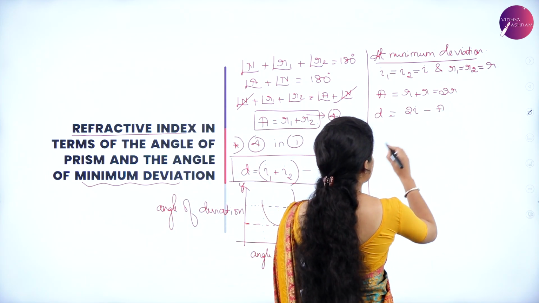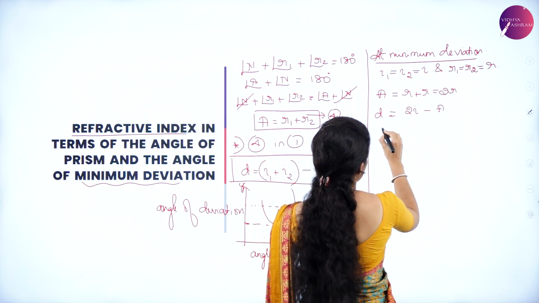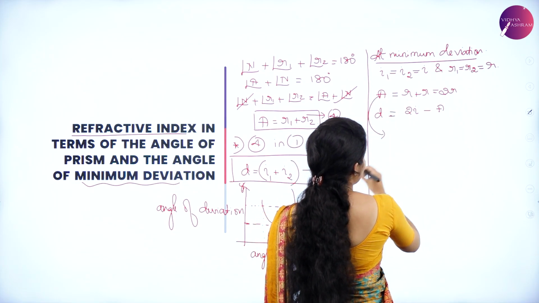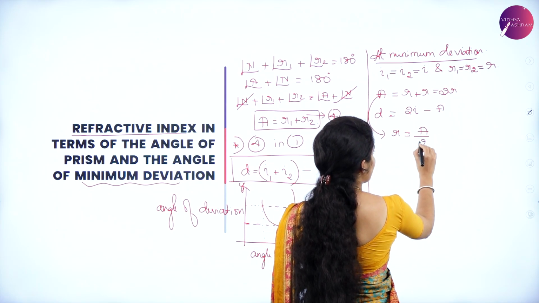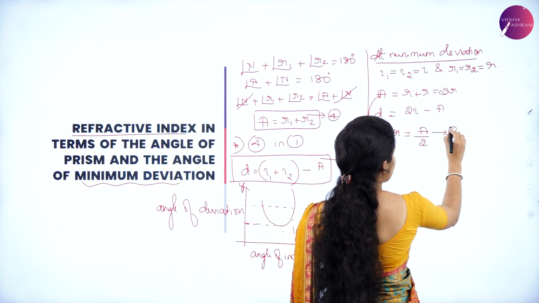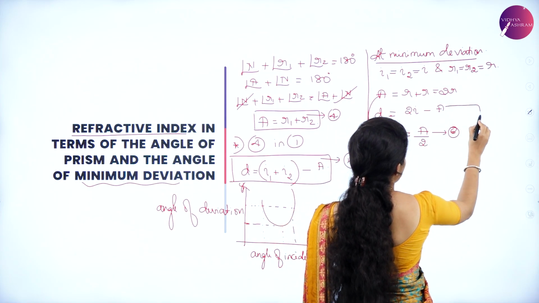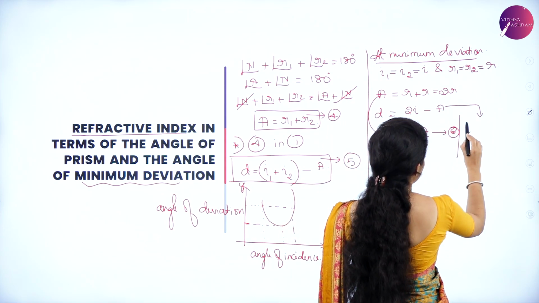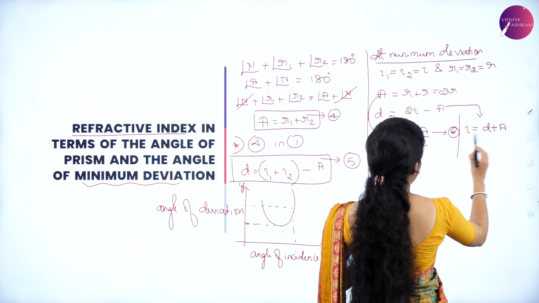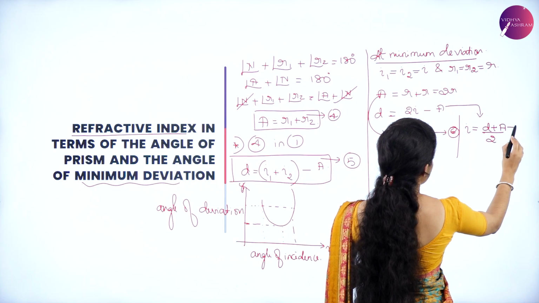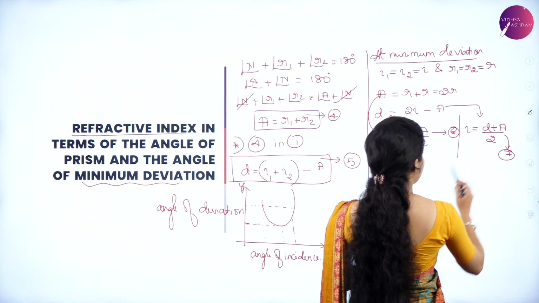So the above equations can be simplified. This equation can be written as R is equal to A by 2. Call this equation 6. And this equation can be written as I is equal to (D plus A) divided by 2. Call this equation 7.